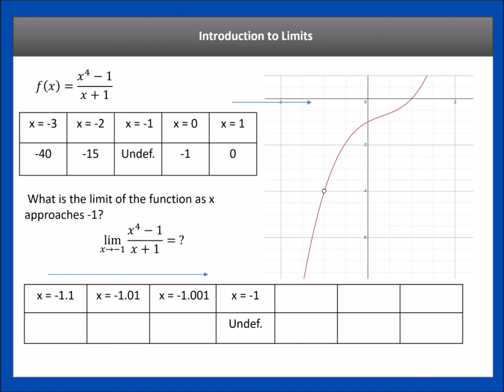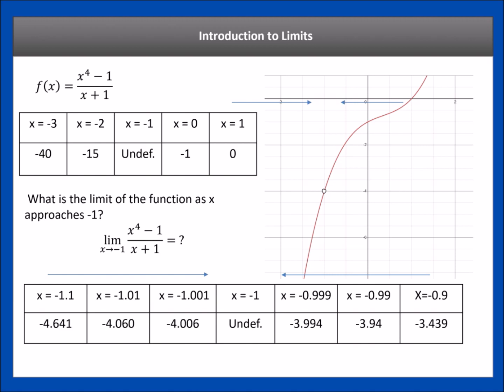And then we can also do this from the right side. So let's approach it from the right side, getting as close to -1 from the right side of the number line. That's -0.9, -0.99, and -0.999. It's very, very close to -1 without actually being there. And then we're going to plug these points in.